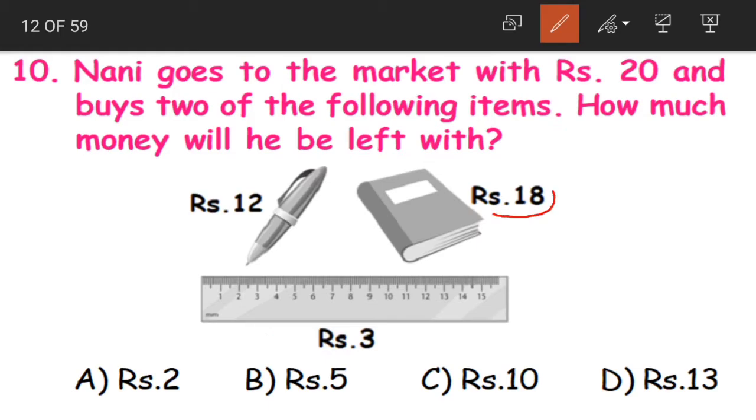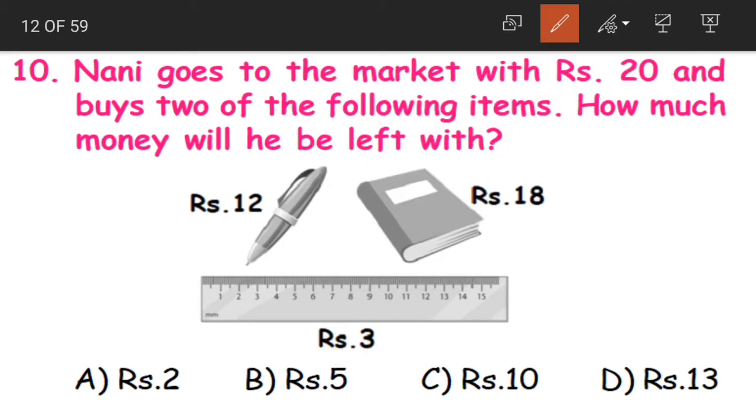Now next, coming to book and scale. 18 plus 3: 8 plus 3 is 11, write 1 and carry 1, 1 plus 1 is 2. So again the cost here is 21 rupees, children. This 21 rupees is again more than the amount that he has. So he cannot afford to buy the book and the scale together.